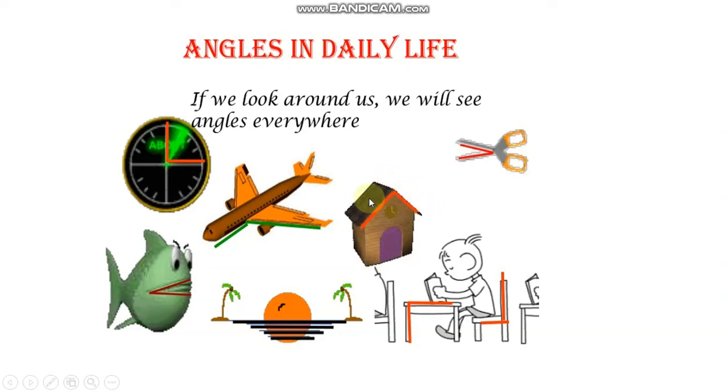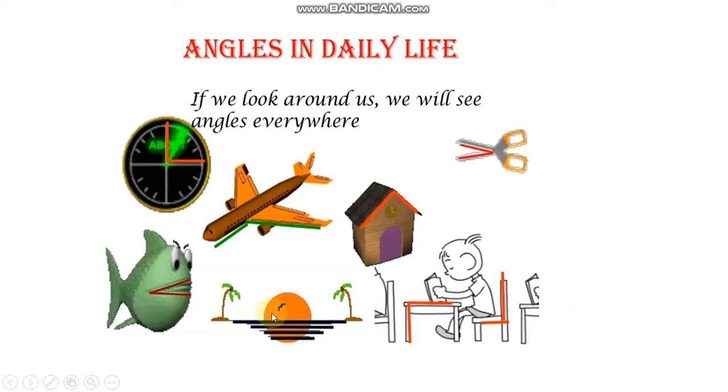Next, see this house. When you tilt it, you will be seeing a right angle. And see the scissor. It is marked in the red color. So, this is represented as an acute angle. See the mouth of the fish. It is very small, right, students? So, this is an acute angle.